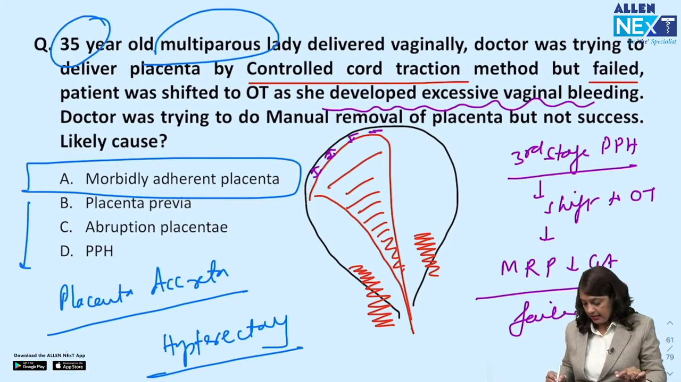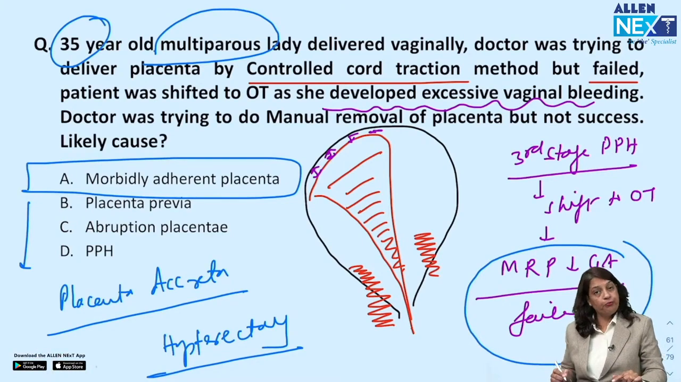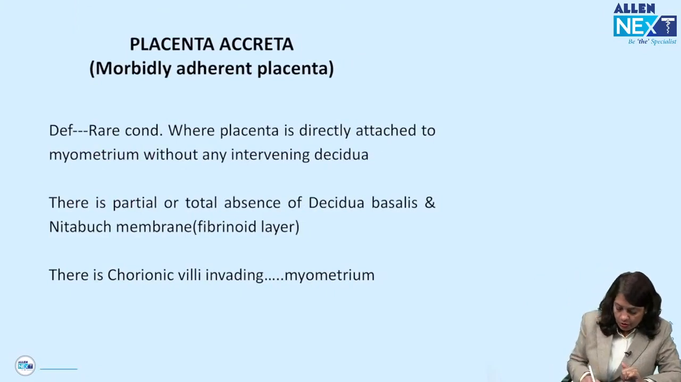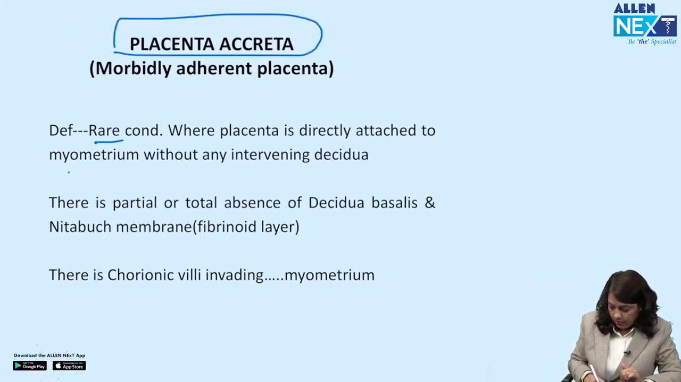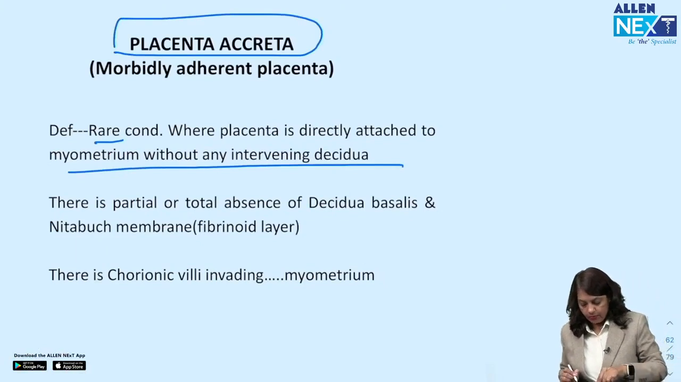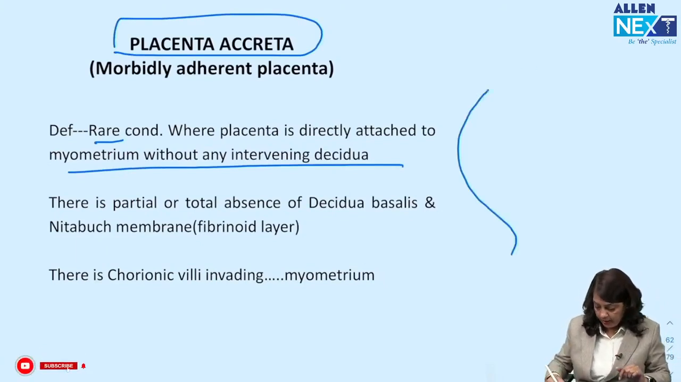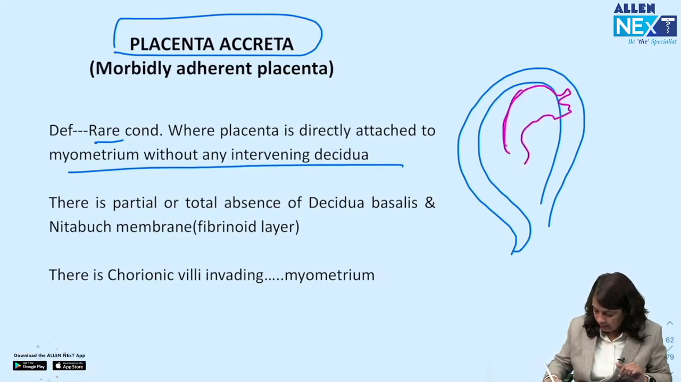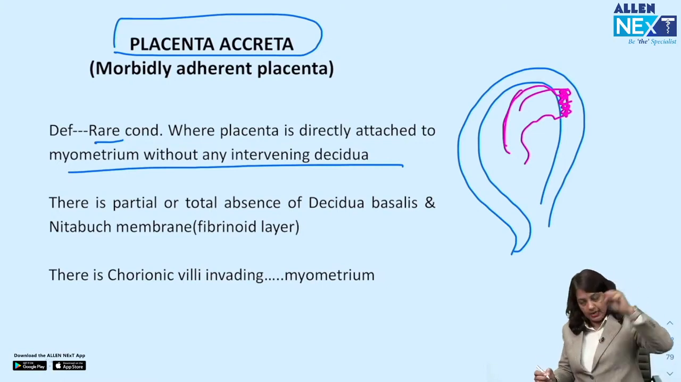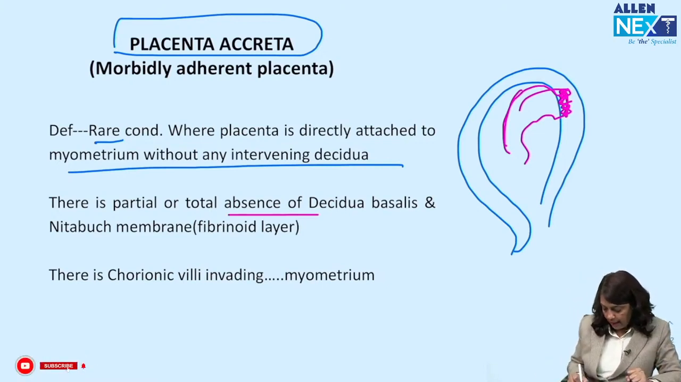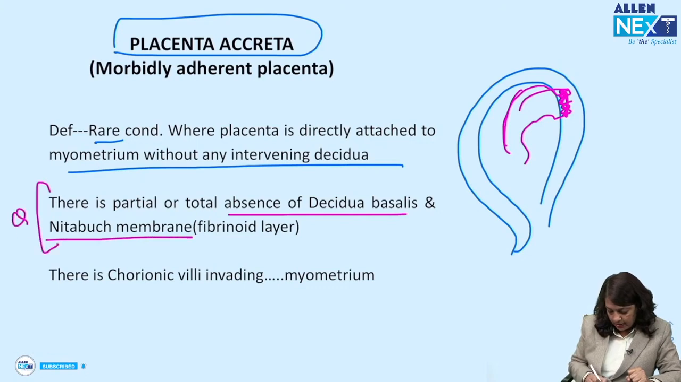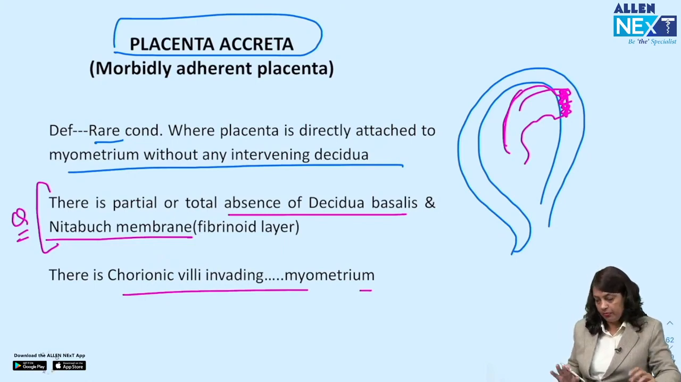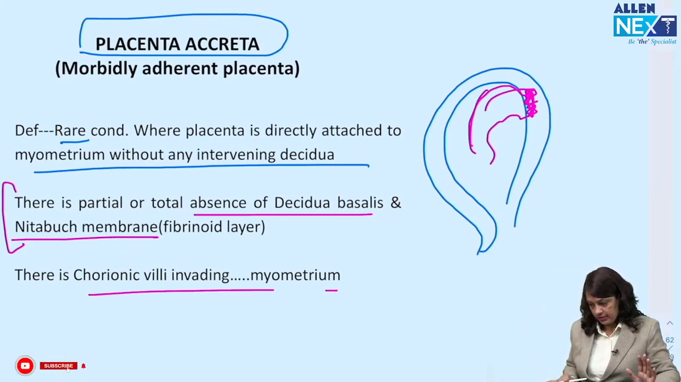So it is retained placenta because MRP has failed to deliver the placenta. Okay. So placenta accreta, rare, is when the placenta is directly attached to the myometrium, placental channels have directly invaded the myometrium, and you cannot take the placenta out. So there is absence of decidua basalis and Nitabuch's membrane. This is important. So chorionic villi are invading the myometrium. So I am going to do hysterectomy in this case.